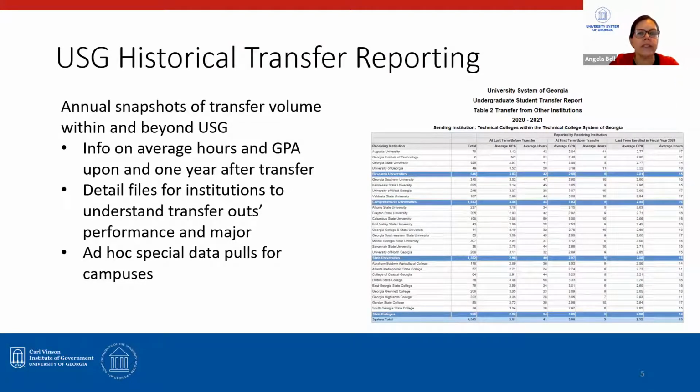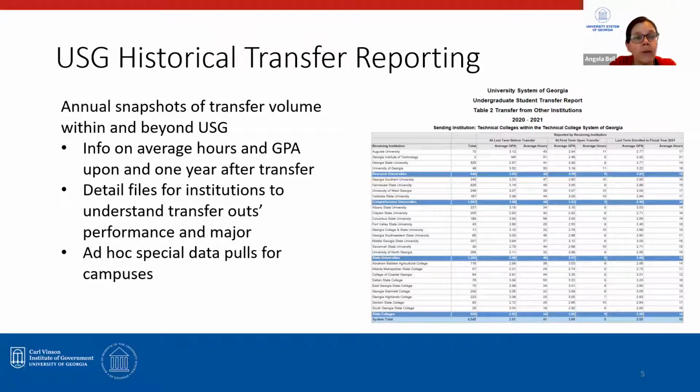Like a lot of campus and system reporting, we have traditionally focused more on first-time students than transfer students, but that has changed over time. We have supported the system transfer function in a number of ways. We produce annual snapshot reports on volume of transfer into and out of our institutions and other sectors, for example, the TCSG system I mentioned. These include information on average GPAs and hours earned before transfer and then 1 year after transfer between each pair of sending and receiving institutions or sending and receiving sectors.